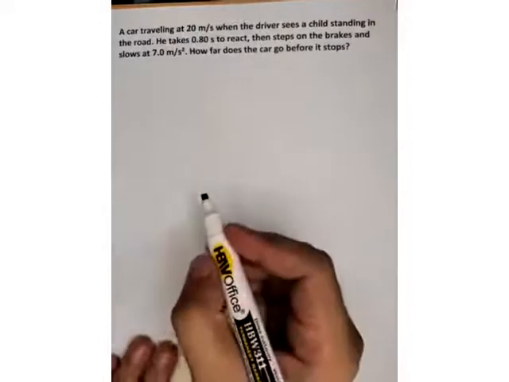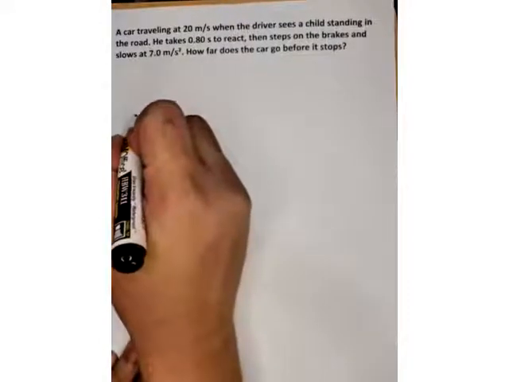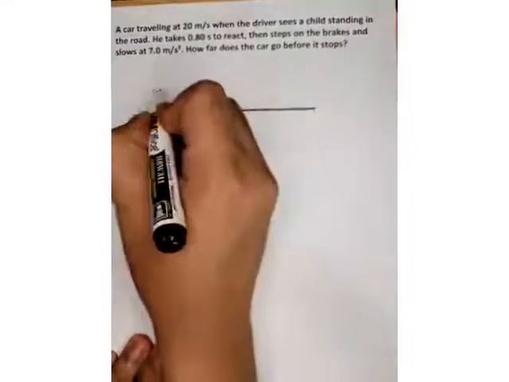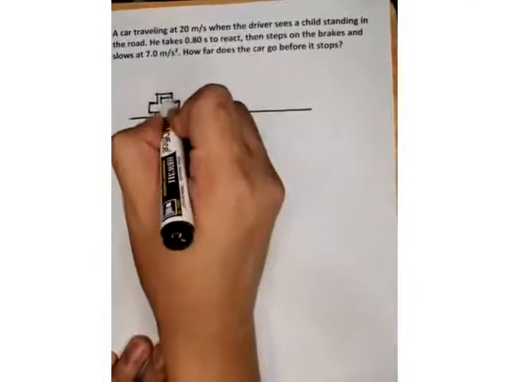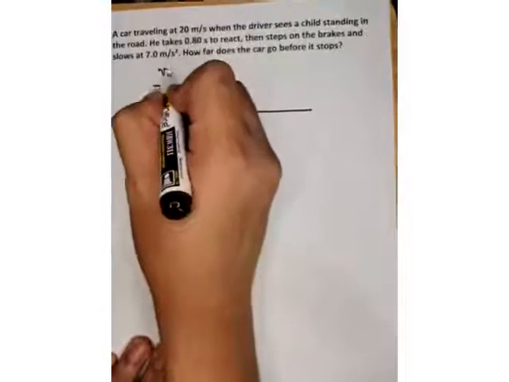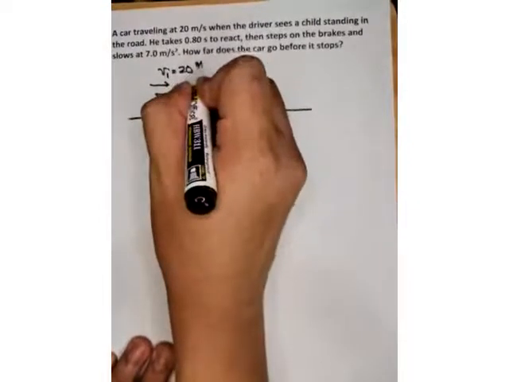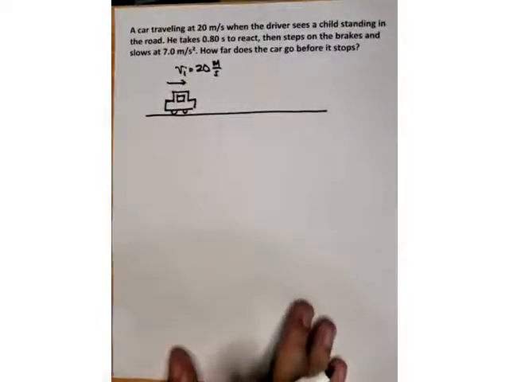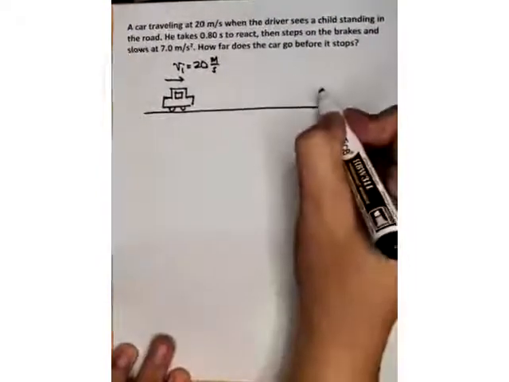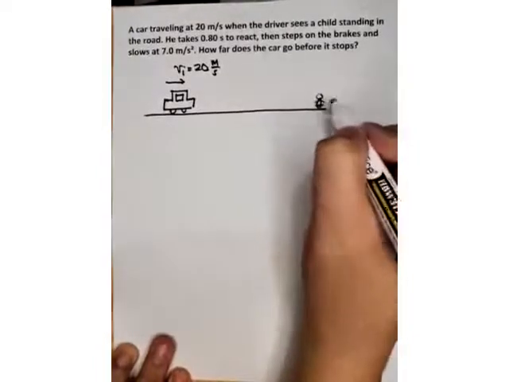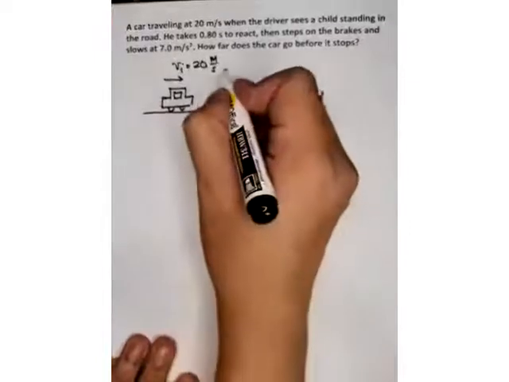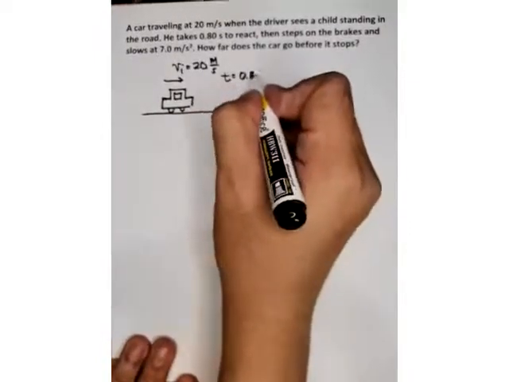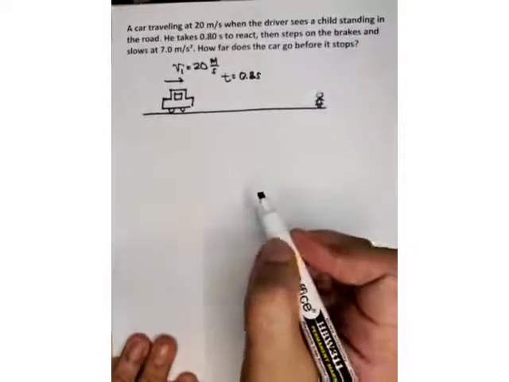Okay. Parang nabilisan lang ito, no? Wala mang 1 second. So, meron daw car. It's initially traveling at 20 meters per second. Then, he sees a child standing on the road. So, he takes 0.8 seconds to react. So, ang time na nag-react siya ay 0.8 seconds.